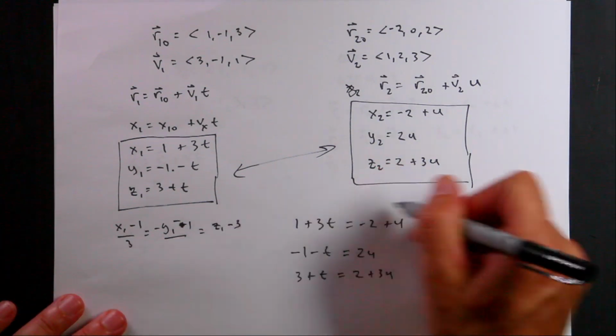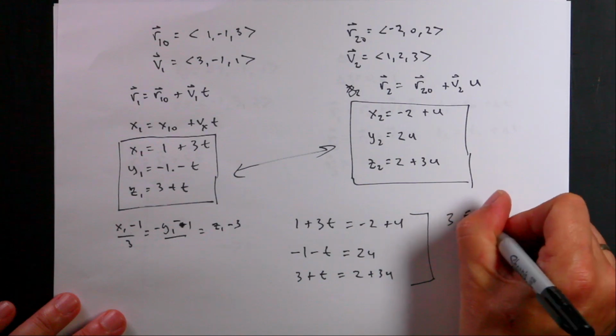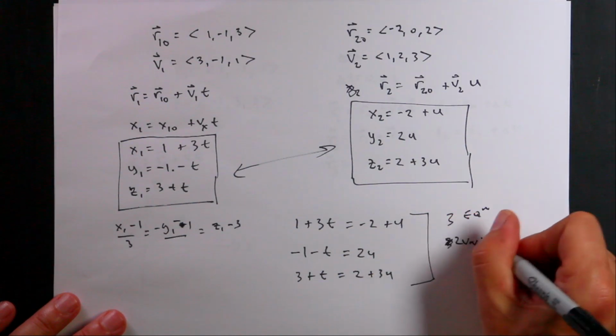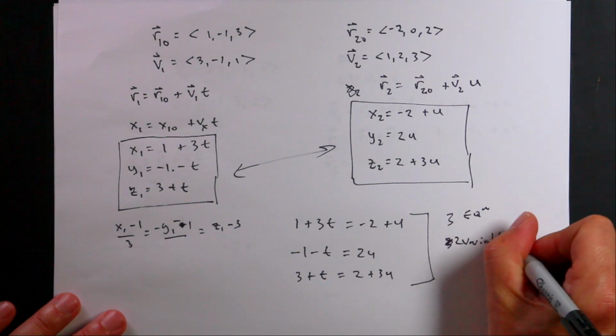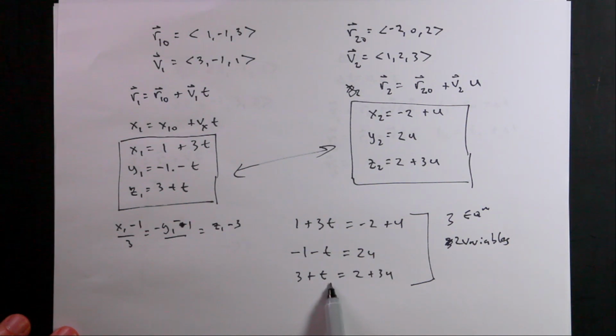So here I have three equations, three variables. No, I have two variables. So I can take two of these equations and solve for u and t, and then plug that u and t into the third equation and see if it works. If it doesn't work, they don't intersect. If it does work, it does intersect.